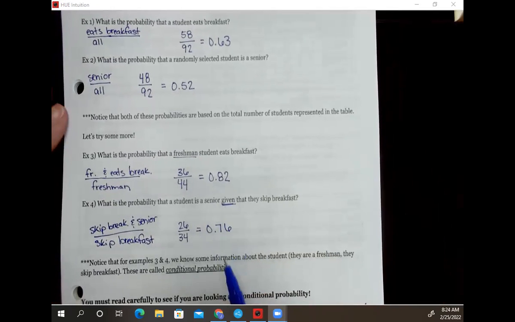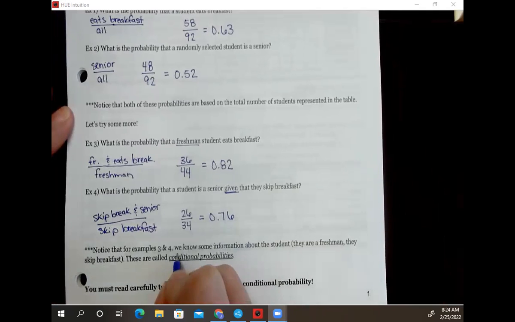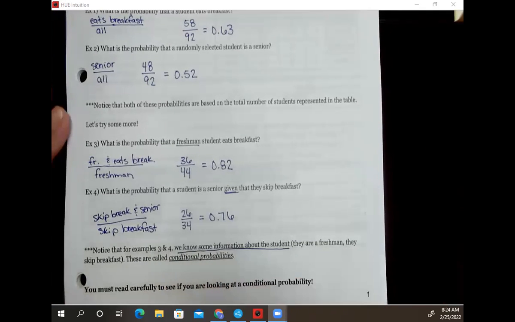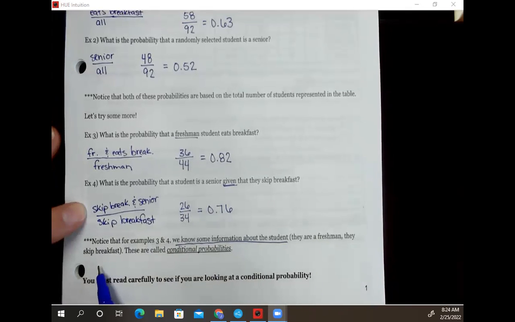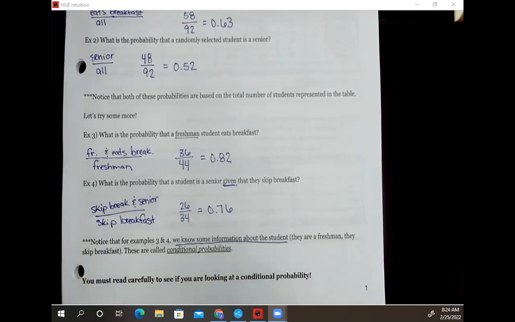So these are what are called conditional probabilities, because we know some information about the student to start. In that problem, for example 3, we knew that they were a freshman. For example 4, we knew that they skipped breakfast, but we knew some information to start. I wasn't going in blind. I was going in knowing that this person already meets one of these categories. They're already in this part of this category.